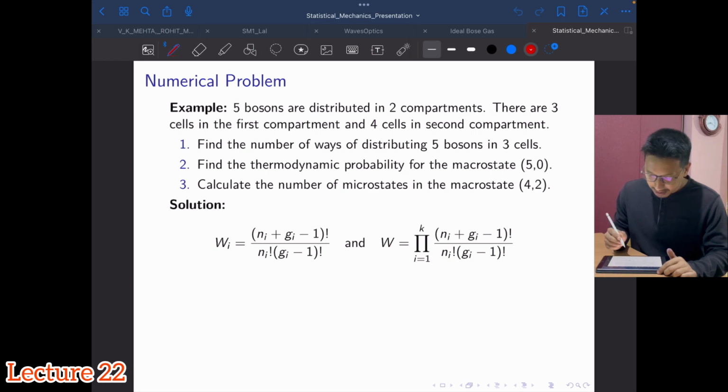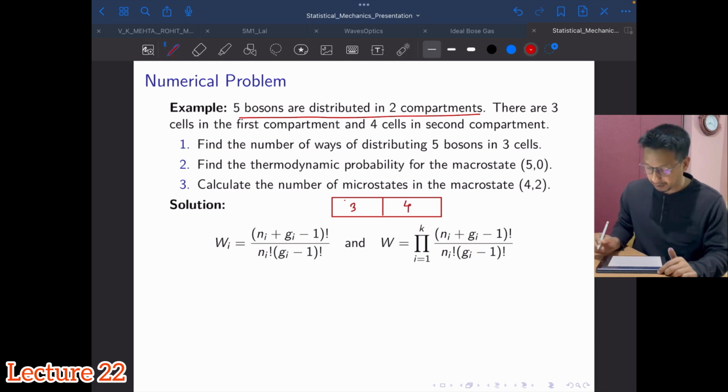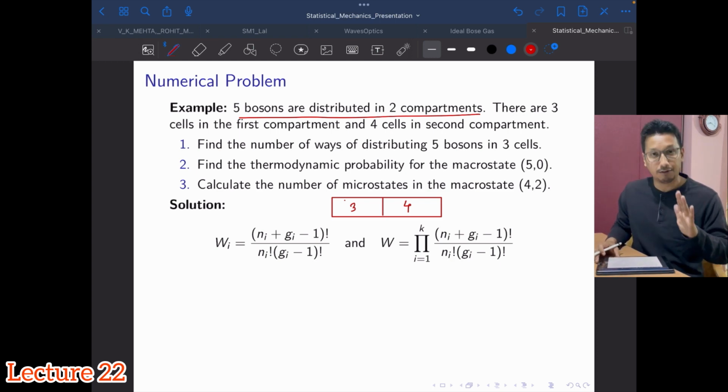It is given here that 5 bosons are distributed in 2 compartments. So I have 2 compartments to start with. There are 3 cells in the first compartment, and there are 4 cells in the second compartment. So what do we have to calculate? Find the number of ways of distributing 5 bosons in 3 cells. Meaning it could be in the first compartment. So I have a total of 5 bosons.